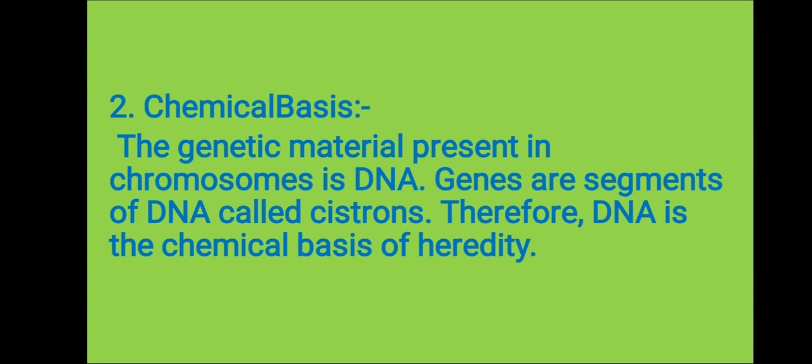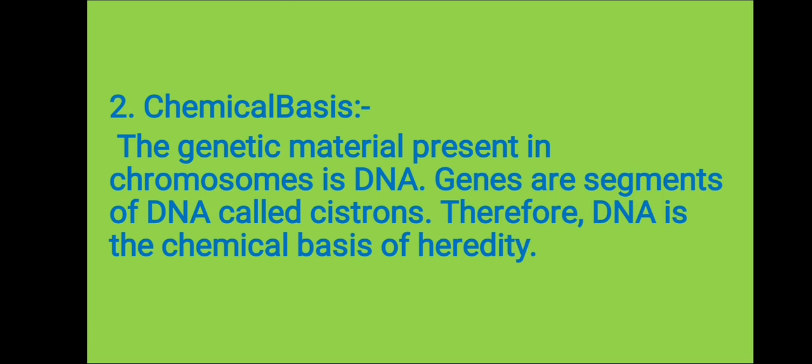As we know, the genetic material present in the chromosome is the DNA, deoxyribonucleic acid, and the genes are themselves segments of the DNA. Those segments of the DNA which act as the genes are called cistrons. Cistrons are the functional units of the DNA which act as the genes. And thus we can say here that it is the chemical, that is the DNA, deoxyribonucleic acid. Genes are the segments of the DNA.